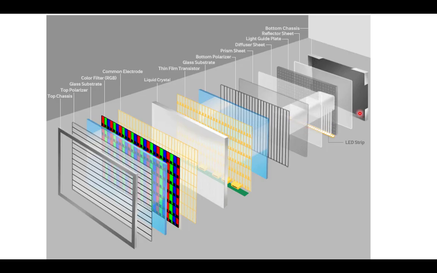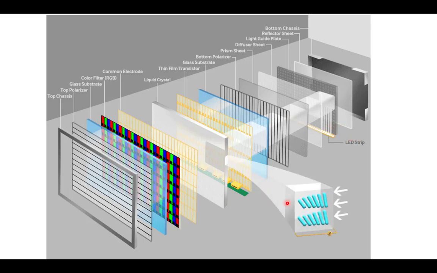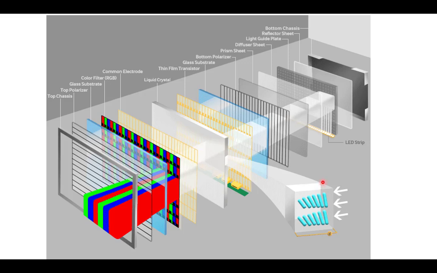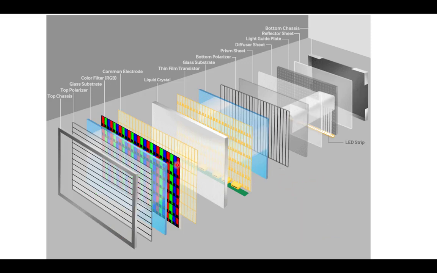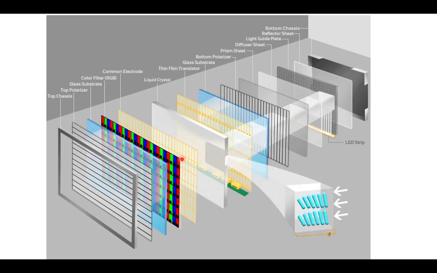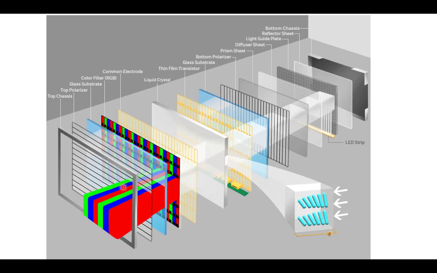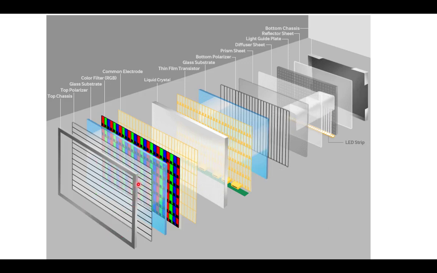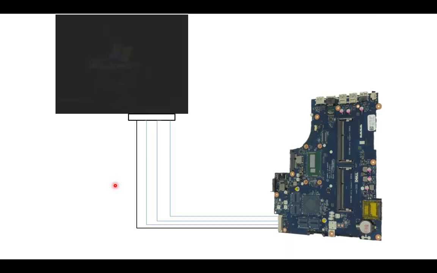You can see here how the backlight functions. When the LED strips are on, then this crystal cube starts functioning like this, transferring the light, and here is a color filter. When the white light passes through the color filter, then the colors will be generated. This is the top polarizer, and from the top polarizer the color will come out.